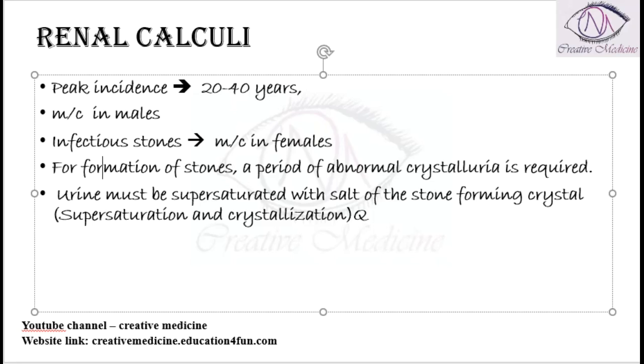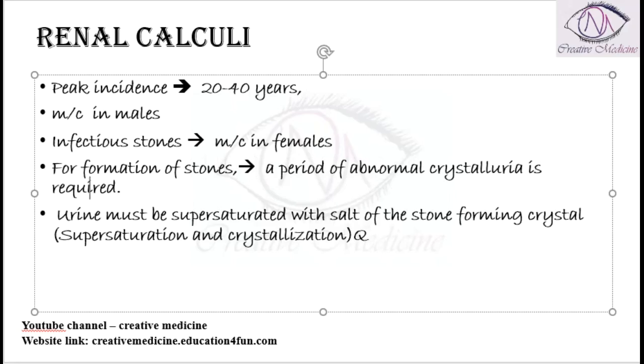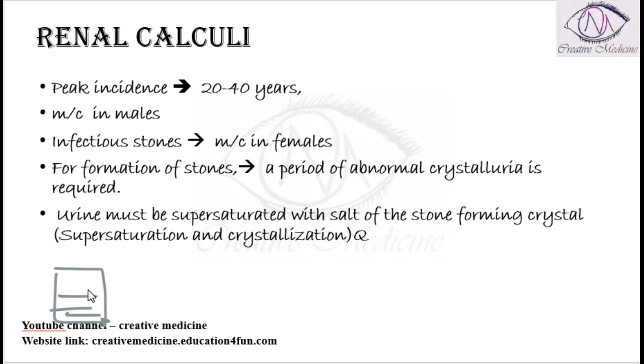For formation of any stones, we require a period of abnormal crystalluria. Why is this period of abnormal crystalluria required? This abnormal crystalluria means, first and foremost, whenever there is a high concentration of the substance in the urine, it will lead to supersaturation. So this supersaturated salt will come together, and slowly a period of crystalluria will occur, and finally the crystal or stone is formed.